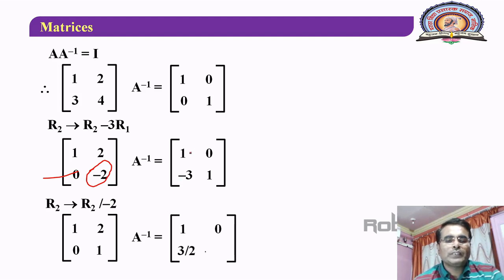First row 1 0, that is as it is, but here minus 2 divides, so minus 3 upon minus 2, what you will get, 3 by 2. Similarly 1 divided by minus 2, what you will get, minus 1 by 2. In this way you will get the next step.